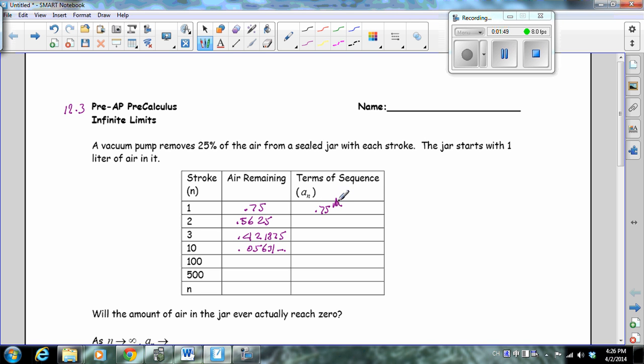Because here it is to the power of 1, 0.75 to the power of 2, 0.75 to the power of 3, 0.75 to the power of 4, and if you keep going, at the end you have 0.75 to the power of n. And here of course is 0.75 times 0.75 to the power of n minus 1. That's again the recursive formula.